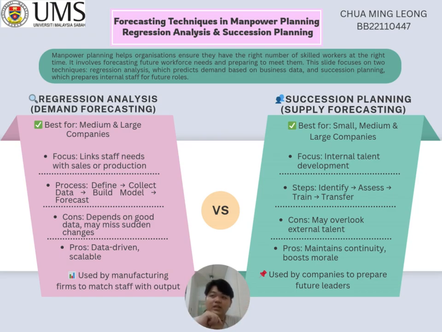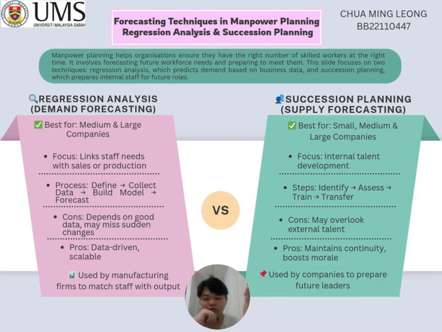So how is the process? The first step is to define the variables that are needed, then collect the data, then build the model, and next we do the forecasting. The model is used to do the regression. And then next, what are the pros and the cons?